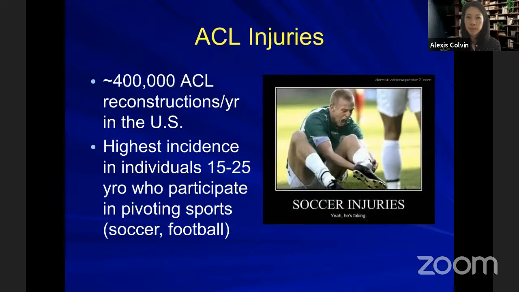Okay, next slide. So in terms of ACL injuries, there's about 400,000 ACL surgeries that happen each year. And the highest incidence is usually in individuals 15 to 25 years old who participate in pivoting sports such as soccer, football. You don't usually see it in things like biking or running because those are activities where you just need to go straight ahead. You don't need to do too much side-to-side movements. Next slide.